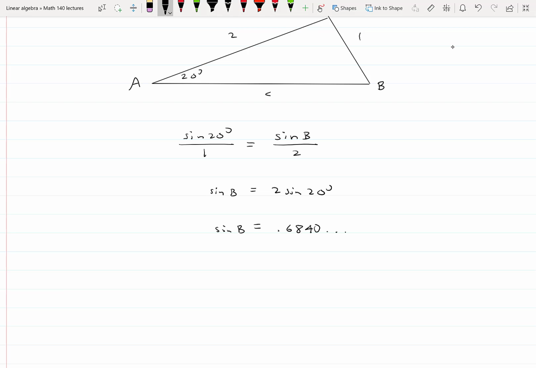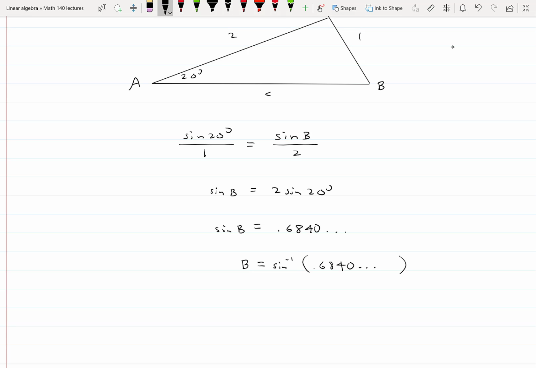So we use what we did in section 4.1 to find the angle. We don't use the sine function, we use the inverse sine function. Whenever you're trying to find the angle using a trig function, use the inverse trig function. If you know the angle, you use the trig function. But if you're looking for the angle, you use the inverse trig function. So B is the inverse sine of 0.6840, etc.